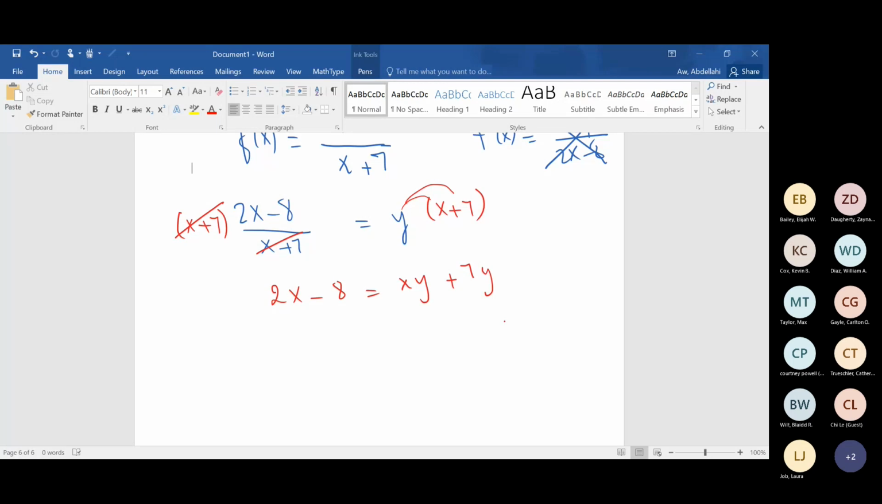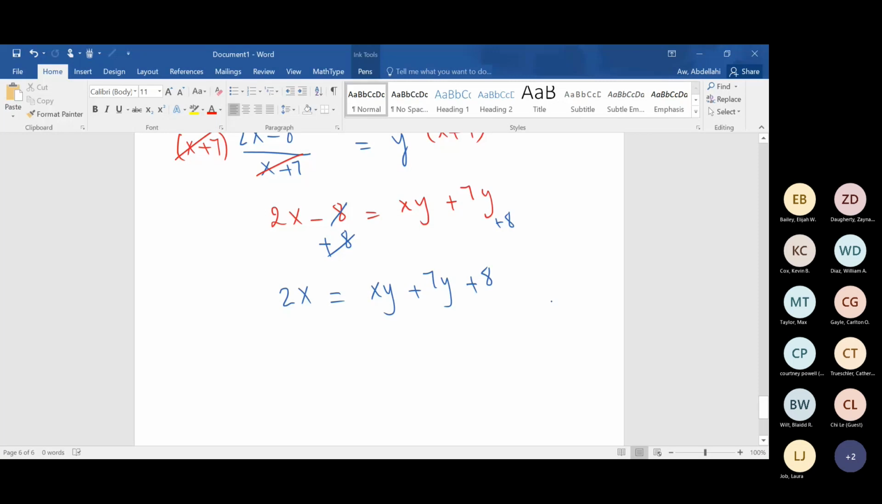Remember my focus. Go ahead. Add 8 on both sides, right? So you get 2x is equal to xy plus 7y plus 8. What's going to be your next step? Divide by x on the right side. No, the division is premature, right? First, and second of all, we want to find x by itself. So if anything, we would divide by y, but it is premature. We don't divide yet.